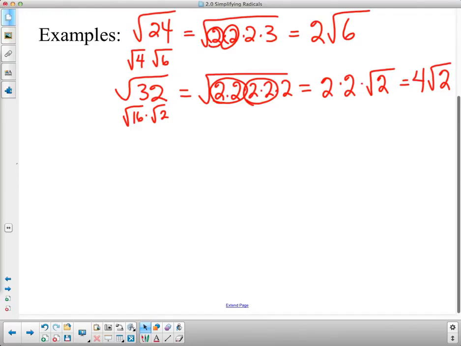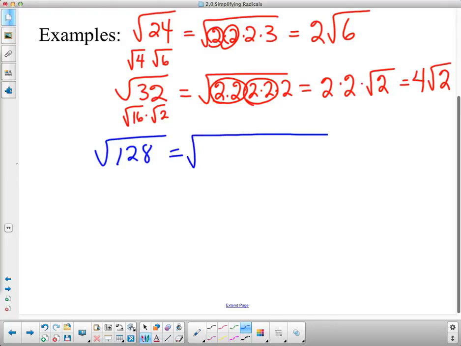All right, square root of, I think here's one you didn't do at all. Square root of 128. Okay, so they're telling me there's a lot of 2's. 7 of them? 2, 2. Okay, pairing them up. When you pair up, what goes outside of the radical? It's that number.